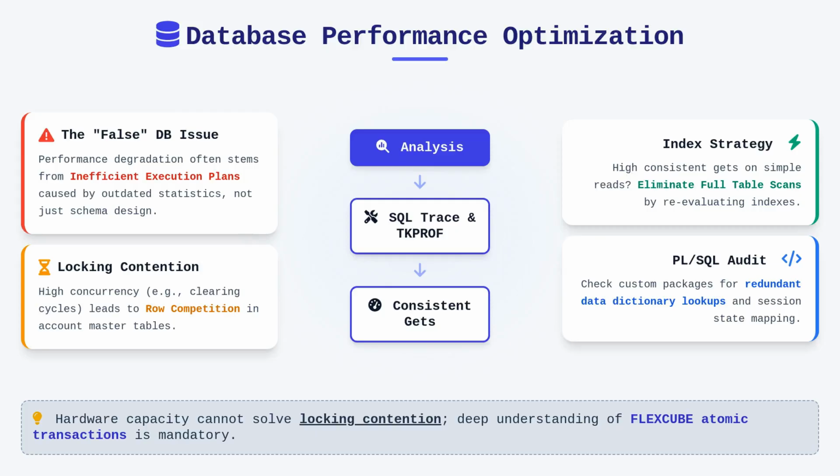Do not overlook the impact of locking contention during periods of high concurrency, such as daily clearing cycles. When multiple threads are competing for the same rows in an account master table, the database performance will plateau regardless of hardware capacity. Identifying these contention points requires a deep understanding of how the FLEXCUBE application manages session state and how it maps those user actions into atomic database transactions.